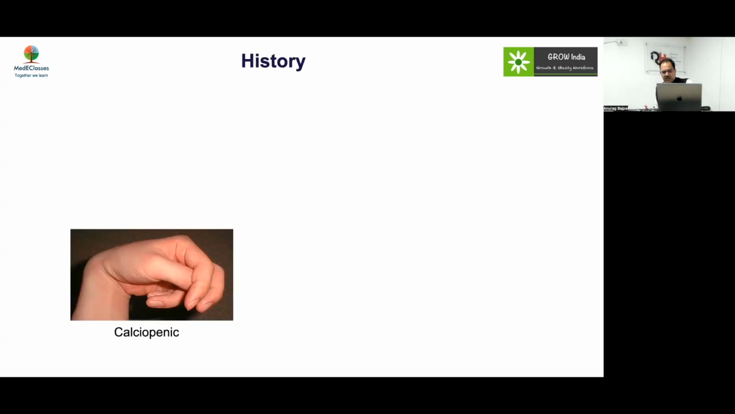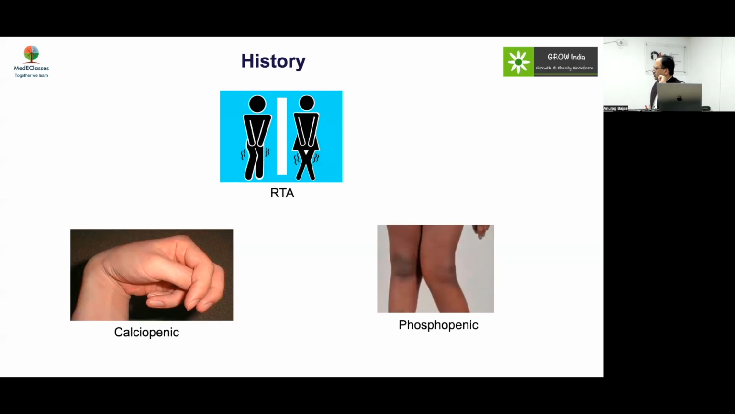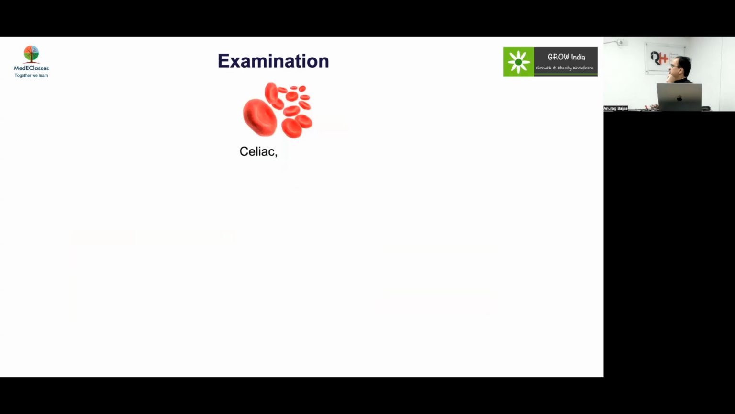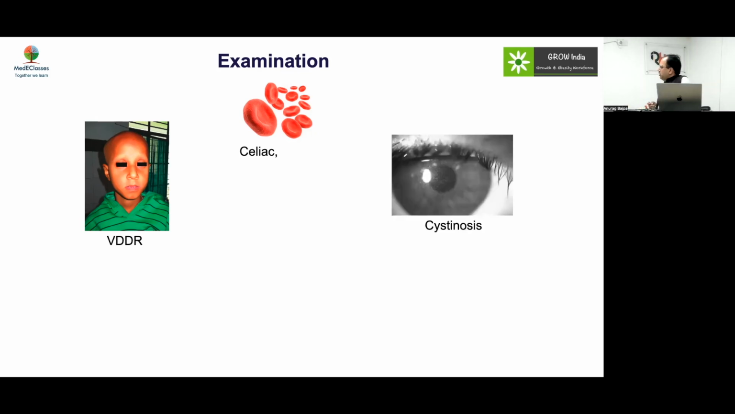So always take a history of whether there is any tetany or any features like that; you can think of calciopenic rickets. If there is polyuria, it indicates renal tubular acidosis. If there is a primary lower limb abnormality, this is more like a phosphopenic rickets. On examination, if there is anemia, this could be celiac disease or chronic kidney disease. If there is alopecia, particularly alopecia totalis, this could be a variant of vitamin D dependent rickets type 2, particularly the ligand binding domain causes this.